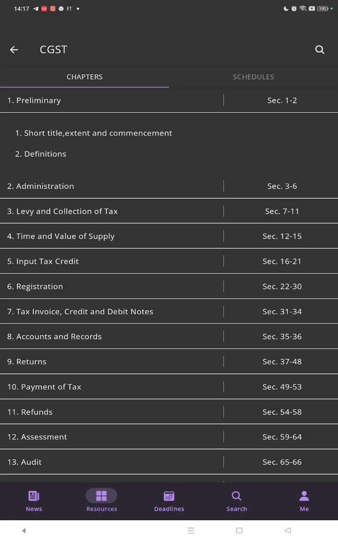As we have understood, there are 174 sections in CGST. Now let us start with the preliminary. Short titles, extent and commencement.